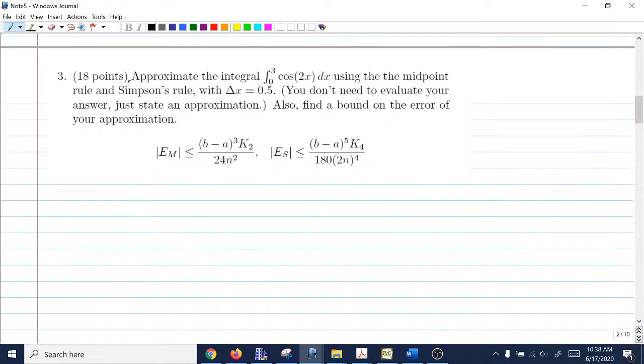I want to use the midpoint rule, use Simpson's rule with the same delta x value. Okay, delta x is 0.5, so I'm cutting the interval 0 to 3 into subintervals of length 0.5. So this is 0 to 0.5, 0.5 to 1, 1 to 1.5, 1.5 to 2, 2.5 to 3. Oh, I missed 2 to 2.5.